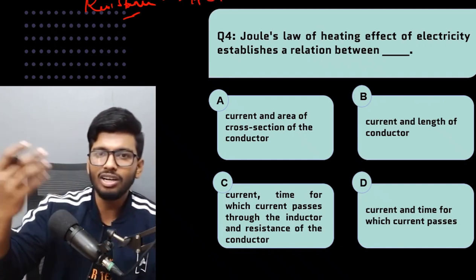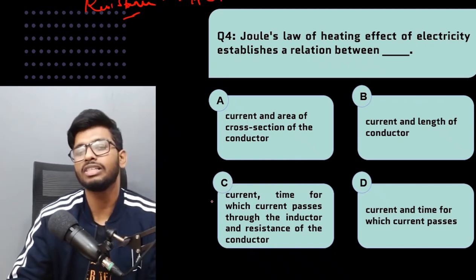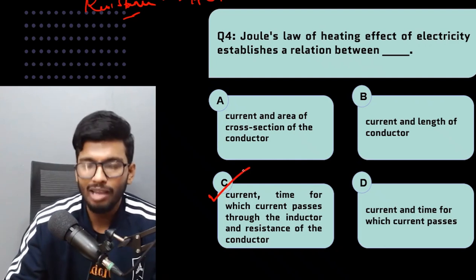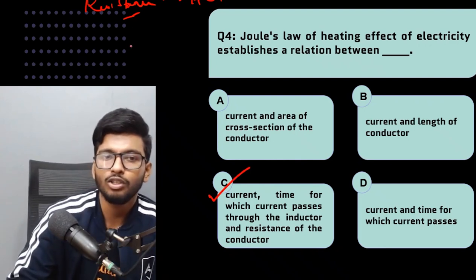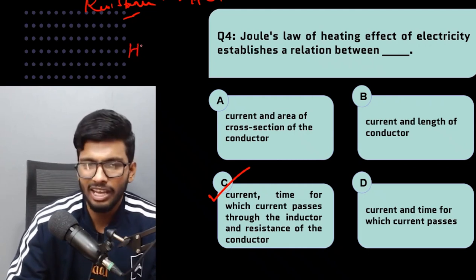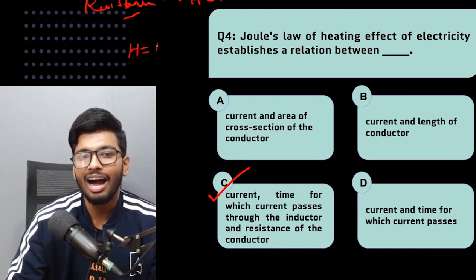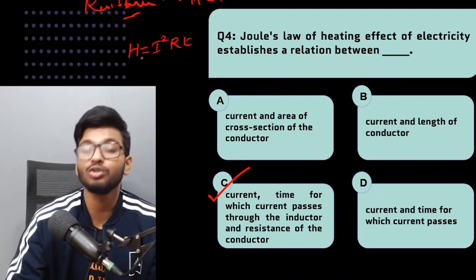So here, guys, what is Joule's law of heating? The answer to this question is actually option number C. Why? Because according to Joule's law of heating, people, the heating effect of electric current is represented by H is equal to I square RT. So this is Joule's law of heating.